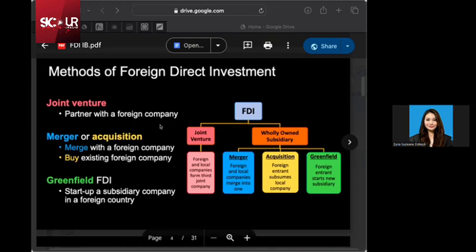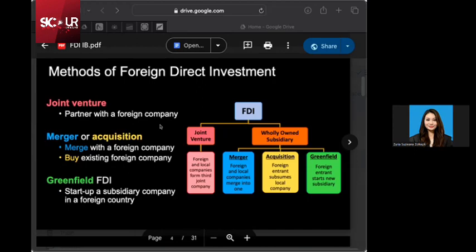So for joint venture, JV, this is where a firm forms a partnership with another company in a foreign country. If merger and acquisition, merge means they combine with a foreign company. And then acquisition is where you buy or purchase an existing foreign company. We are going to take a look at some examples after this.